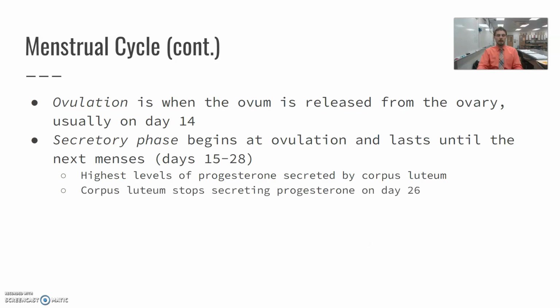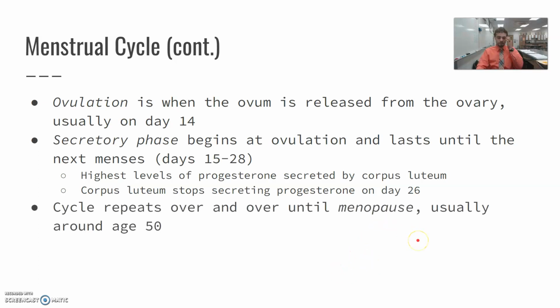Again, it's trying to hold on to as much of that uterine lining as possible in hopes for a successful pregnancy. By about day 26, however, if no implantation has taken place, that corpus luteum is starting to degrade and it is going to stop secreting progesterone. The cycle will then repeat. You'll start back over with menses. You're going to shed that built up endometrium, and that cycle is going to repeat over and over until menopause, typically around the age of 50 in women.